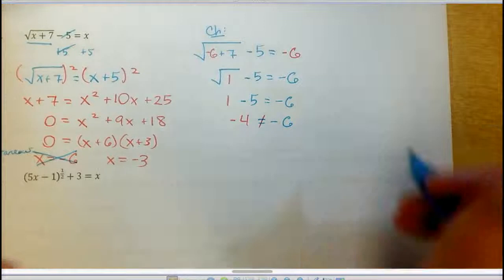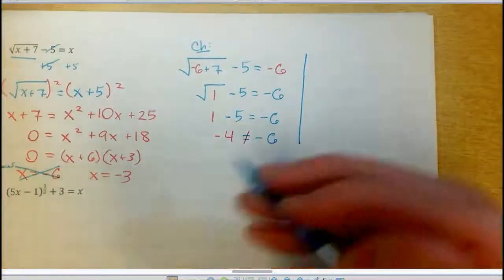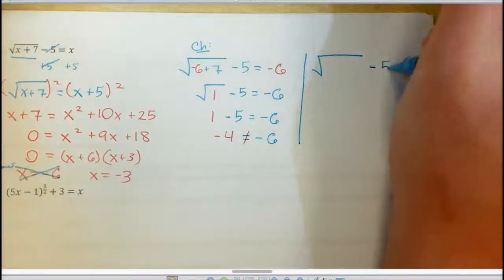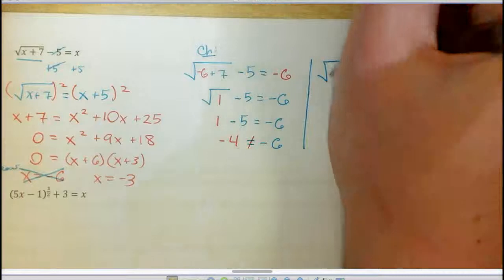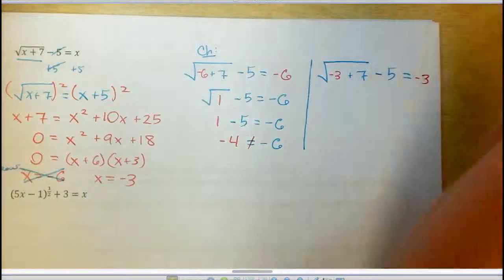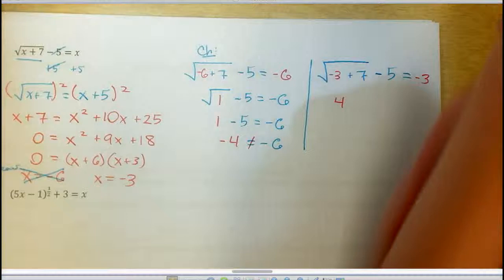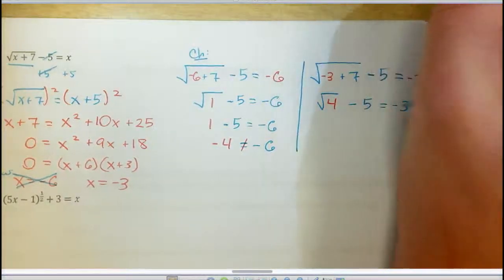I now need to check my other solution that I got, negative 3, to make sure it's also not extraneous. If it is extraneous, then this would just be a no solution problem. So we'll check it the same way. Negative 3 plus 7 under the radical, minus 5, set that equal to negative 3. Negative 3 plus 7 is 4. So I have radical 4 minus 5 equals negative 3.